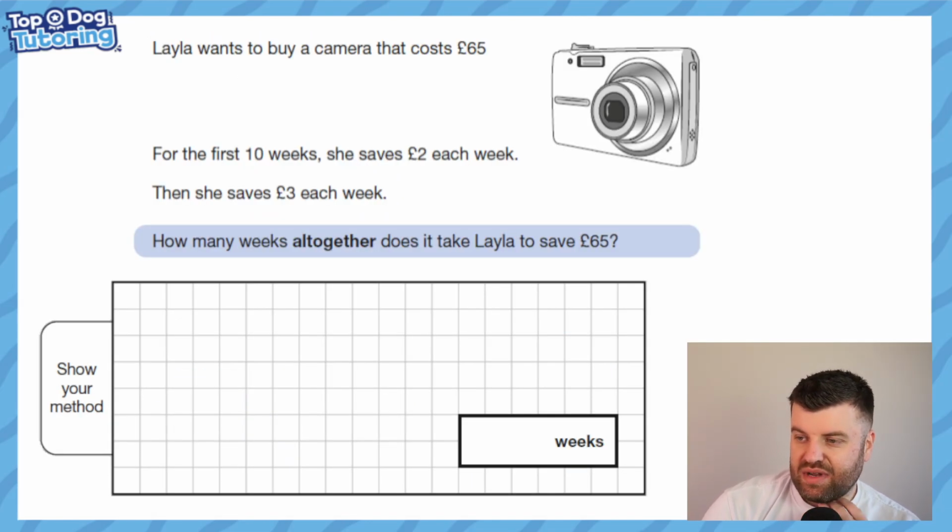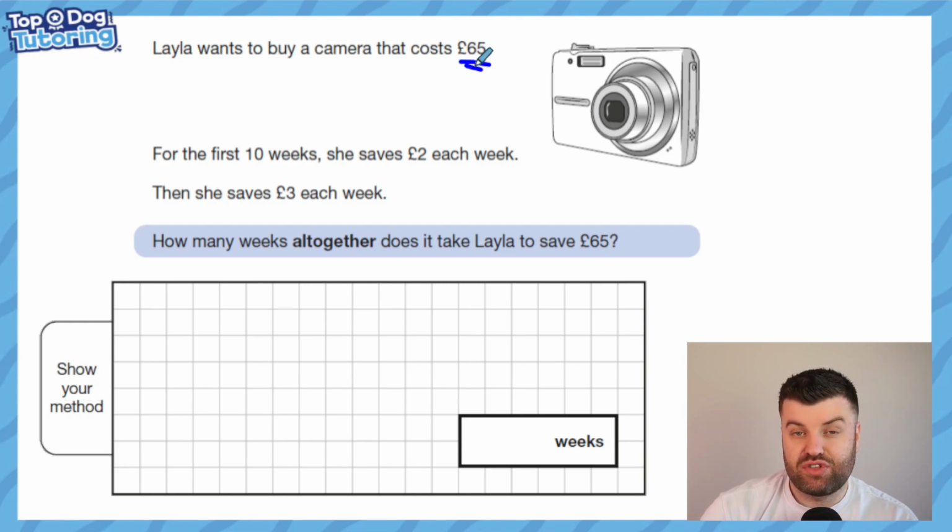Let's take a look at another one here then. Layla wants to buy a camera that costs £65. For the first 10 weeks, she saves £2 each week. Then she saves £3 each week. How many weeks altogether does it take Layla to save £65?